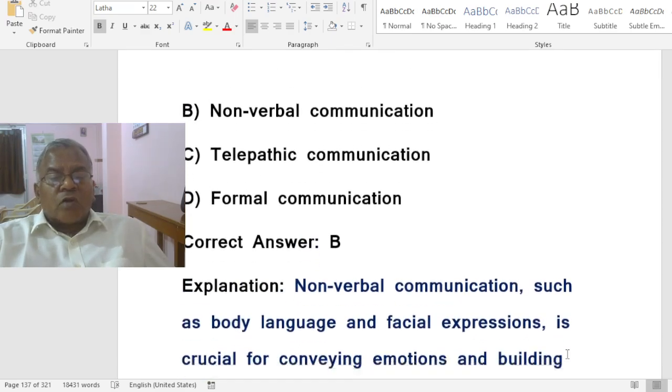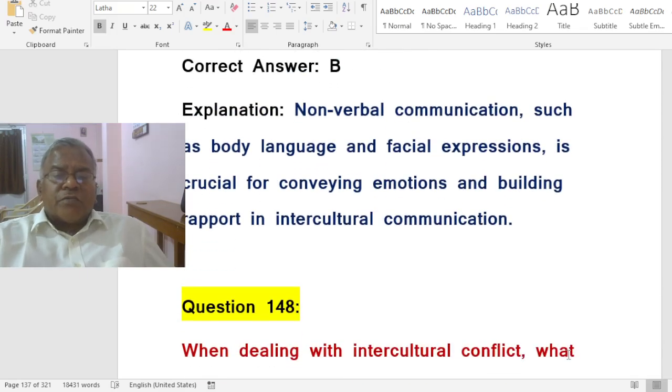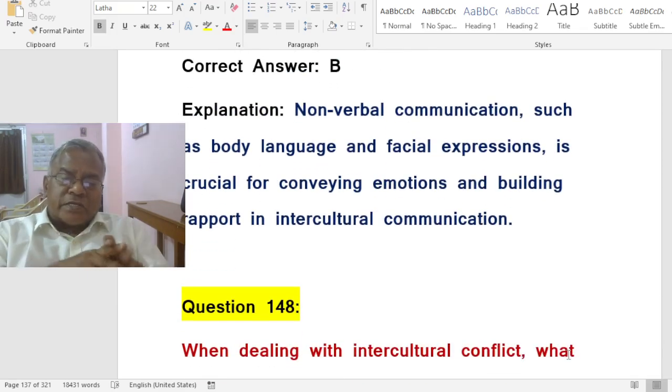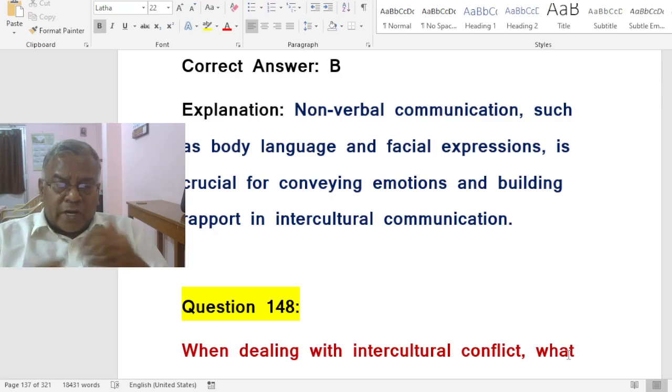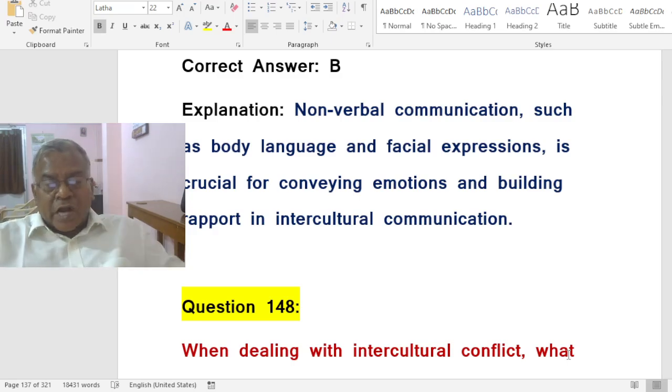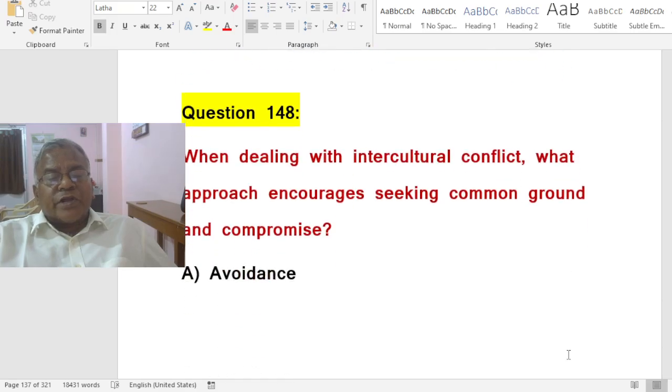That is non-verbal communication. Non-verbal communication such as body language and facial expressions is crucial for conveying emotions. For conveying emotions, non-verbal communication is very essential, so it builds a rapport in intercultural communication.